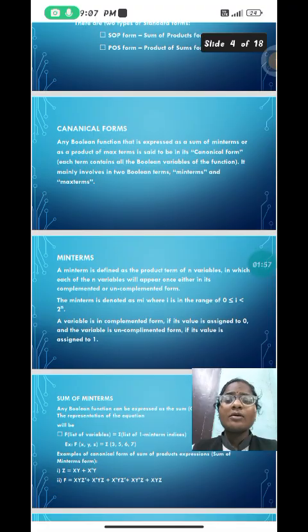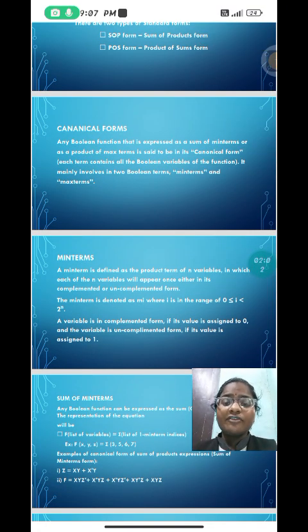In this canonical form, we will see the definition. Any Boolean function that is expressed as a sum of minterms or product of maxterms is called canonical form. An extra condition is that each term contains a Boolean variable of the function. It involves two Boolean terms: one is minterm, the second one is maxterm.